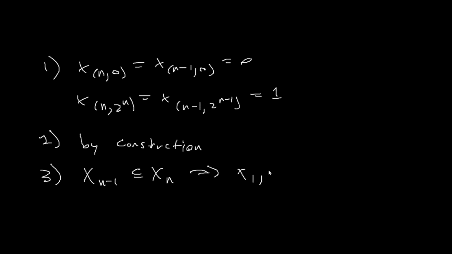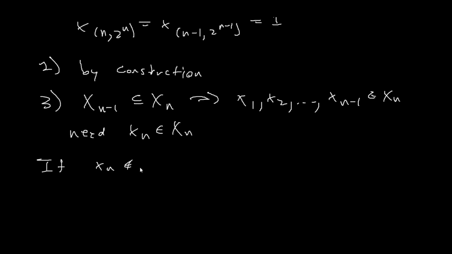Thus, elements x1, x2, all the way up to xn minus 1 are within Xn. But we also need to make sure that the element xn is within Xn. Now, if little xn is already within Xn minus 1, then it automatically follows by the subset relation that it's in Xn.